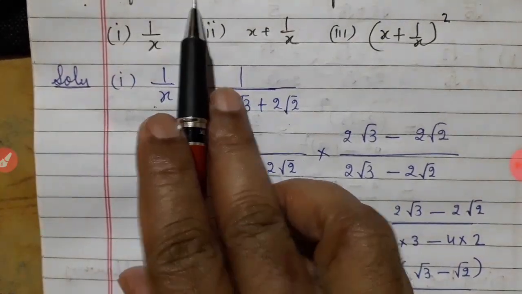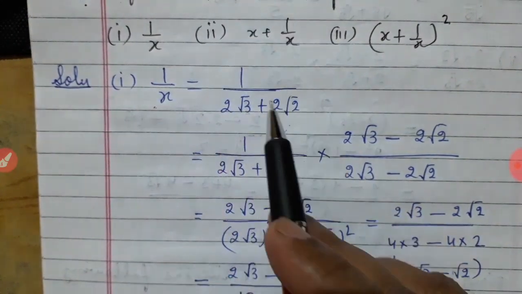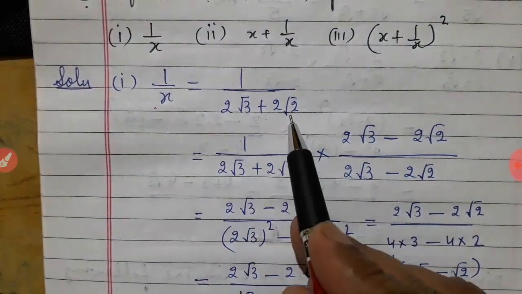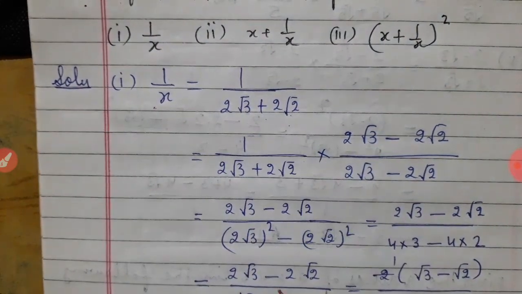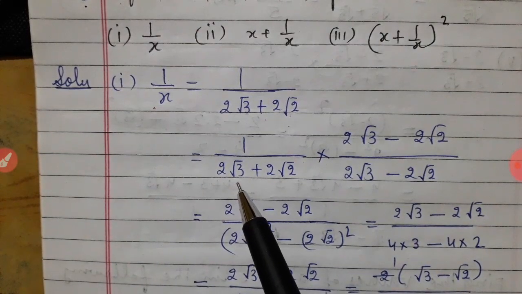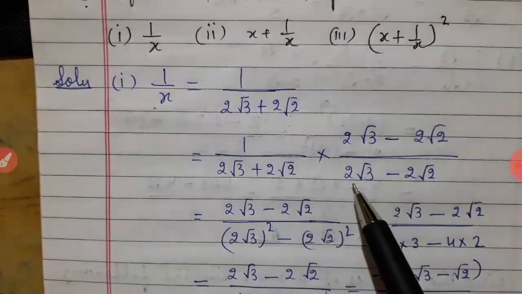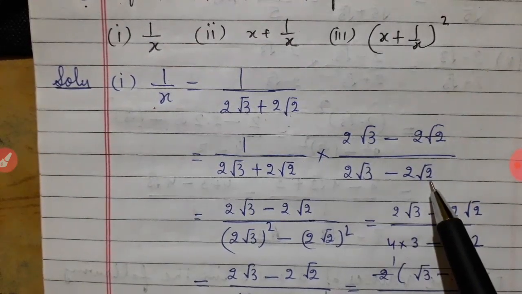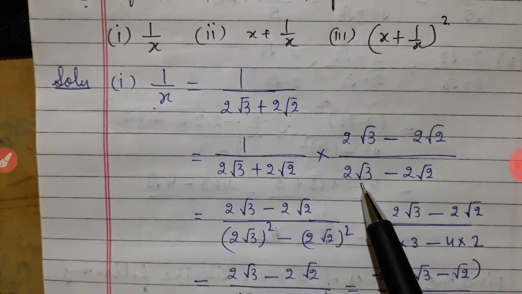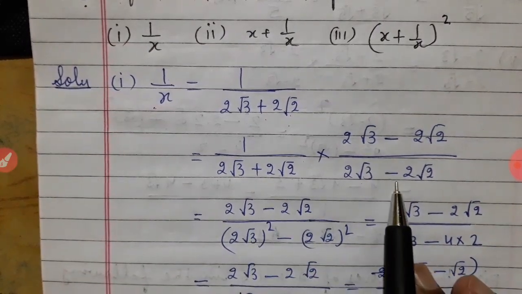Okay, so we are given the value of x, 2 root 3 plus 2 root 2. So we will put here in place of x 2 root 3 plus 2 root 2. After that let us rationalize it. So here the conjugate of 2 root 3 plus 2 root 2 is 2 root 3 minus 2 root 2. So we will multiply and divide by the conjugate term. Okay, then conjugate means it is positive, so negative is the conjugate.